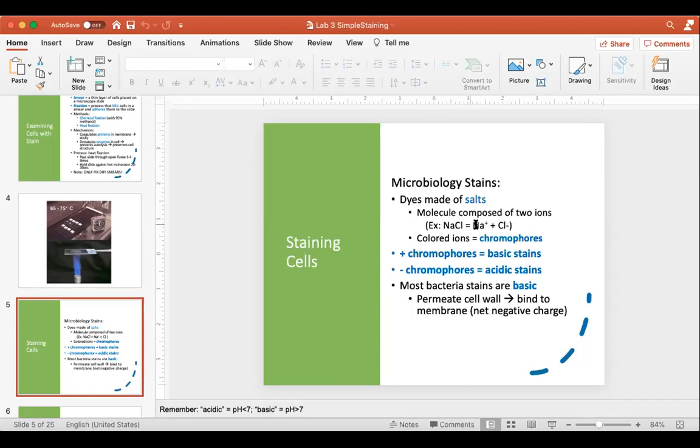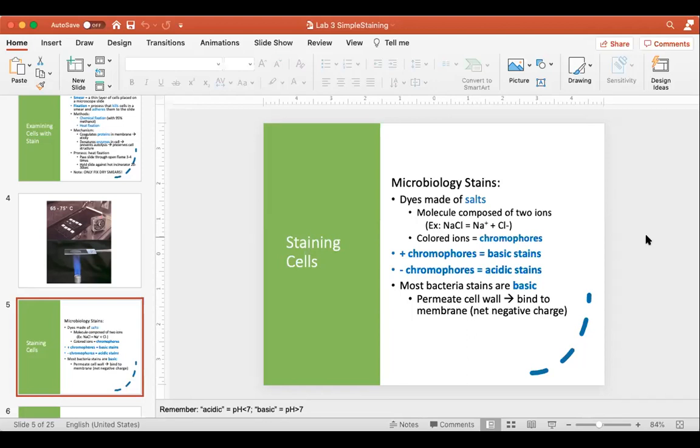When those two things come together, you get table salt, which is sodium chloride. And of course, the two charges cancel each other out. So any salt that you can name is made out of two ions, a positive ion and a negative ion. So you could have things like calcium chloride or magnesium chloride. There's lots and lots of different salts.